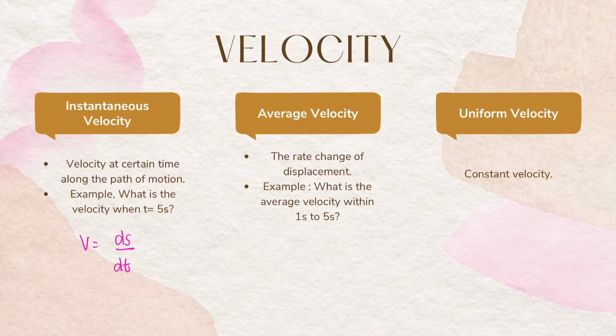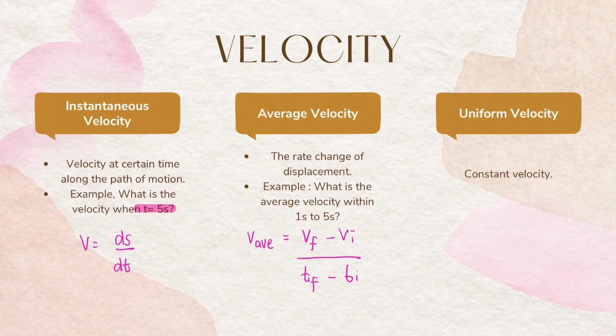Guna yang ini. However, for average velocity is the rate change of displacement. So maksudnya kalau V average, dia akan macam ni lah. V average is equal to V final minus V initial over T final minus T initial. So the difference, how do we know? The differences between these two is, kalau soalan tanya pasal instantaneous, dia mesti one time saja. So for example, what is the velocity when T is 5 second? That is instantaneous.